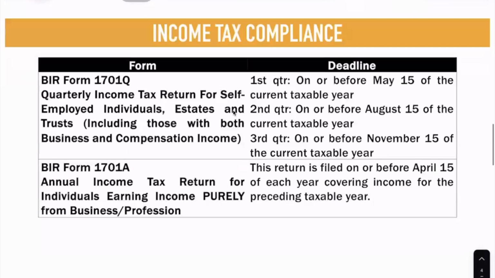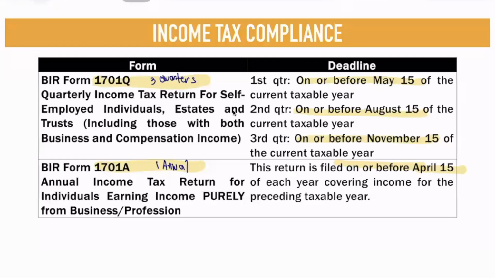So how do you comply? You comply by filing for the 3 quarters 1701Q and one annual 1701A. So when will we file the 1701Q? First quarter on or before May 15. Second quarter on or before August 15. Third quarter on or before November 15. And for annual, that is on or before April 15 of each year, covering income for the preceding taxable year.